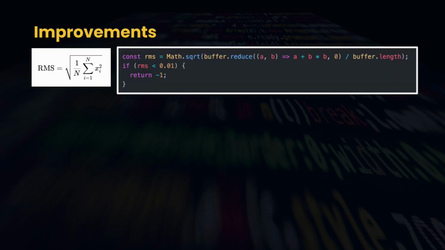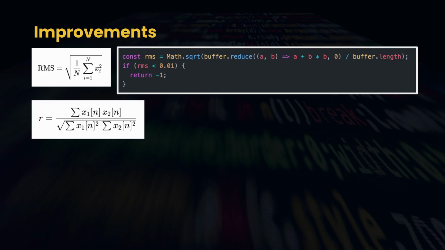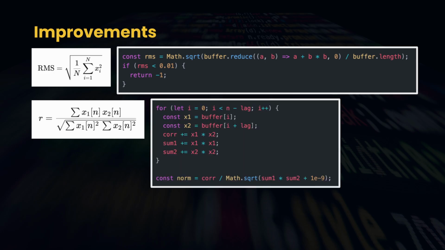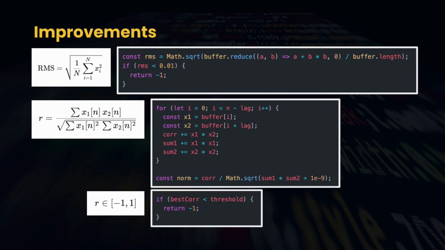We can measure the average power or loudness using the root mean square. If it's too low, simply return -1, saying, hey, no pitch detected. Similarly, we can normalize our correlation with this equation and this code. Now, we have a correlation coefficient between -1 and 1. If it doesn't pass a threshold parameter we set, for instance 0.3, then we also return -1 to say we couldn't detect the pitch. With these fixes, our pitch detection at least somewhat pretends to work.